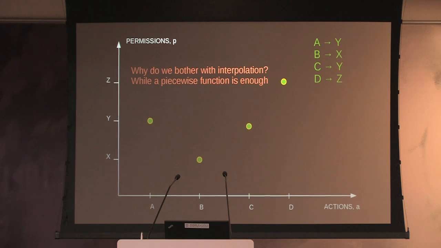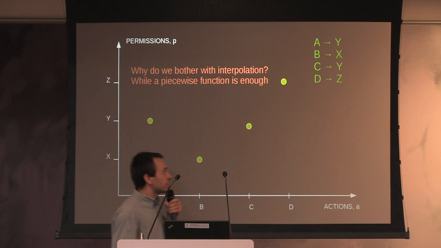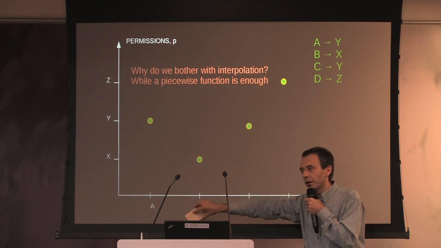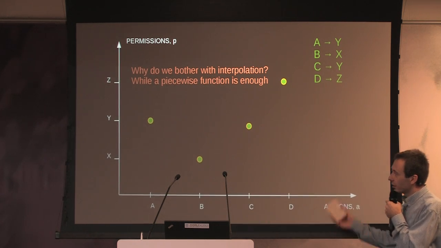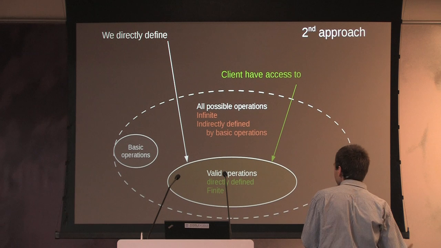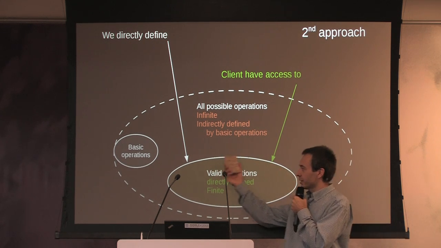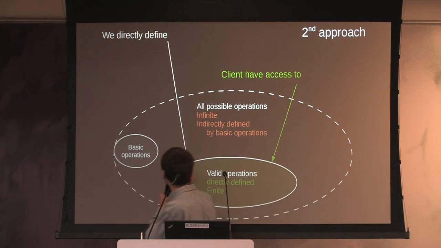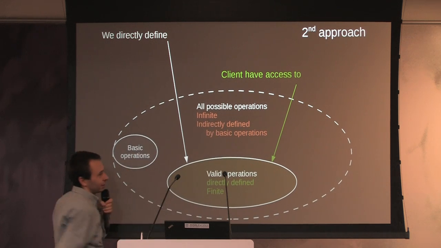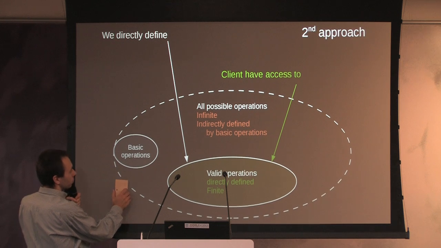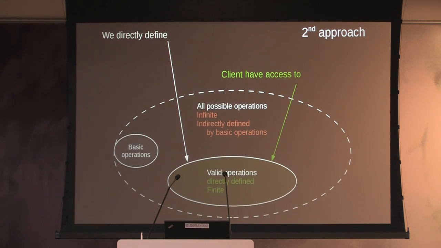So what if we employ a piecewise defined function, which is only defined in the given data points exactly as we wanted? This is the analogy of the second approach. We can define each data access method coupled with its permission and expose them and only them to a client. Therefore, we do not care what permissions will be applied to the rest of the operations, because we simply do not expose them.